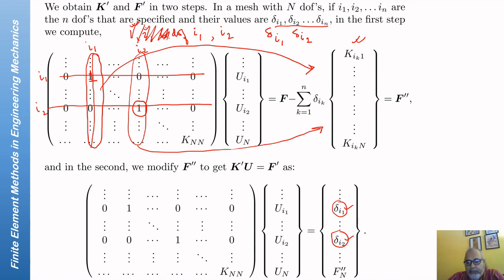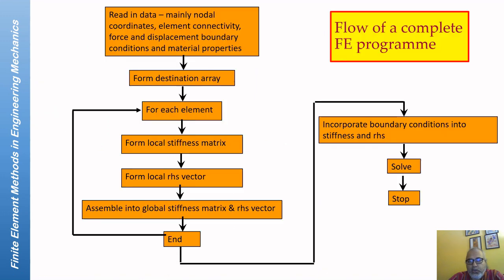So in the end, the general structure of a finite element program looks like this. First you read in the information that the user supplies, which is, as I have said, nodal coordinates, element connectivities, which element is connected to which node, force and displacement boundary conditions, and the material properties of each and every element. This is typically the essential data that your user has to supply.